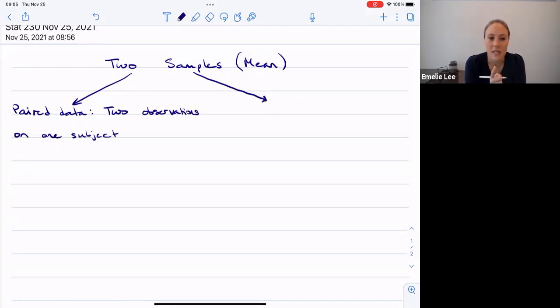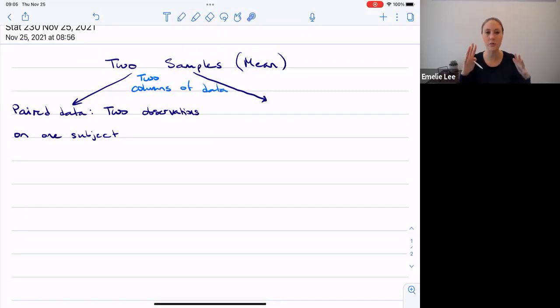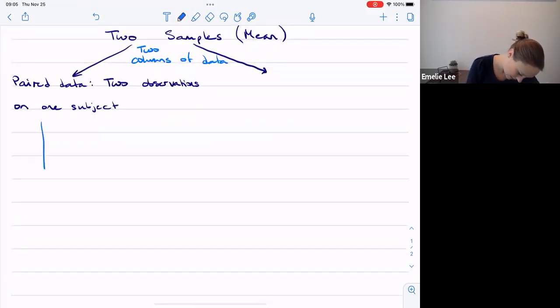What that translates to is you'll have two columns. Two columns means you have two samples, and a sample can only go in one column. If it helps you to think about the two samples, it means you have two columns of data in a spreadsheet. What we're talking about is how these two columns are related or not related. If we have two observations on one subject, then our spreadsheet might look something like this.